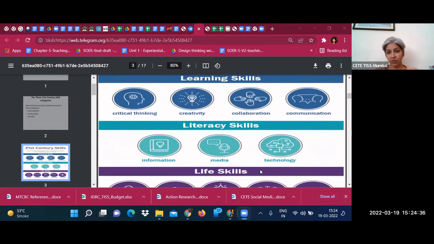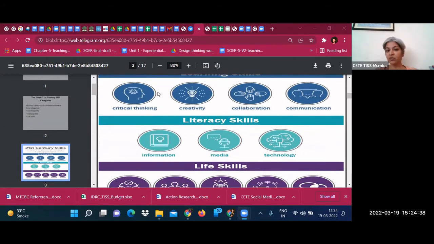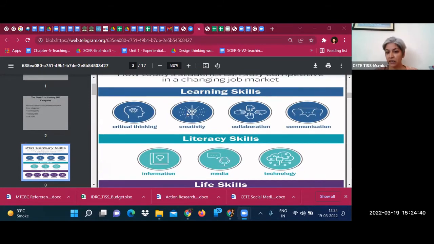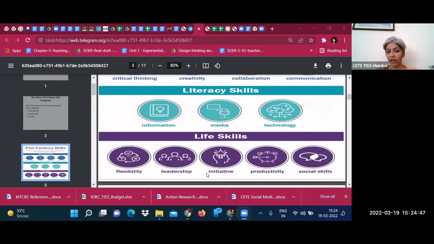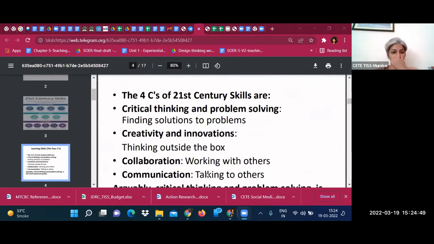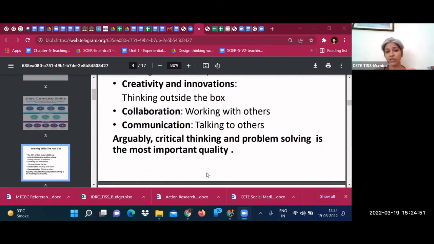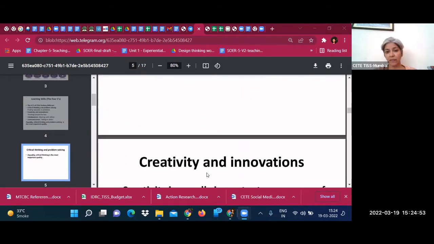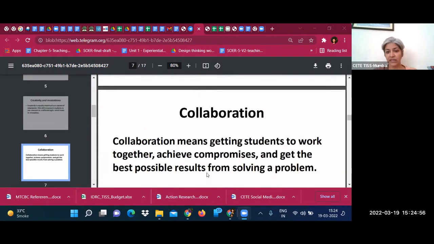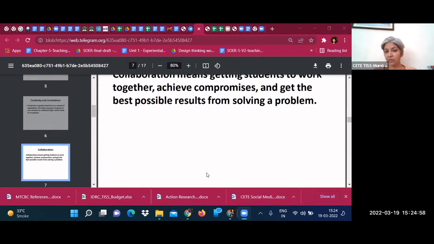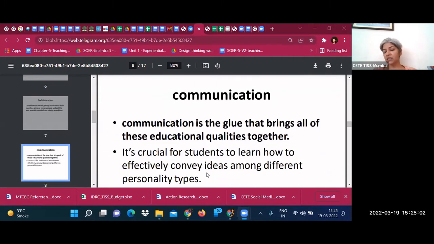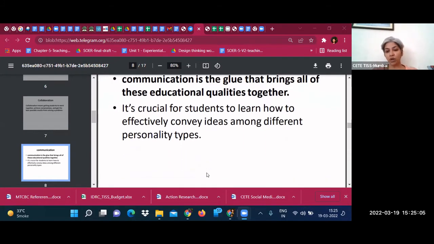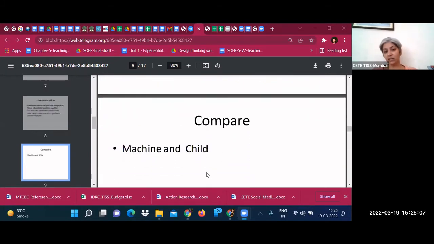So let us try to think of activities in which we can integrate these learning skills, literacy skills, as well as the life skills all together. Then these are the four C's. What is creativity? What is collaboration? I am assuming that this is already clear to you. In case it is not clear to anyone, we can stop on that slide and discuss that.